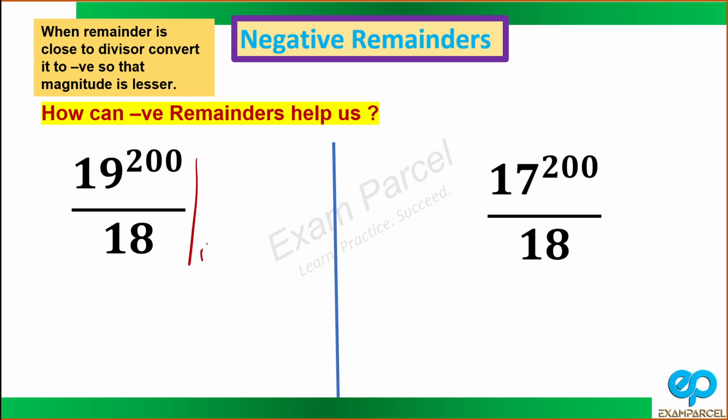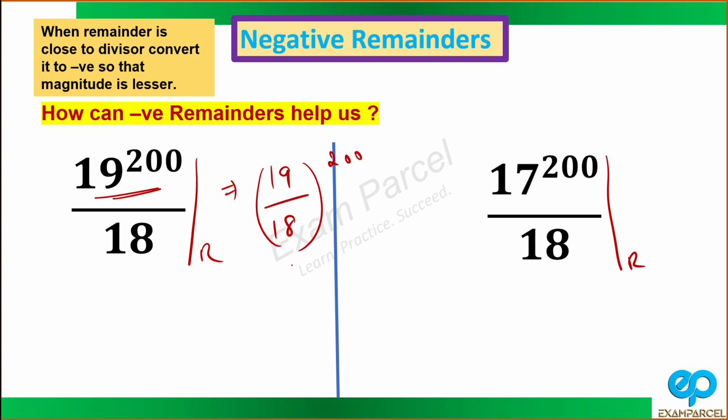Here I want to find the remainder when I divide 19 raised power 200 by 18, and here I want to find the remainder when I divide 17 raised power 200. So you will notice the difference here. Here I will first divide 19 by 18 and put the power 200, right? Okay, so the remainder is 1 raised power 200 divided by 18. This is going to give me a remainder of 1.